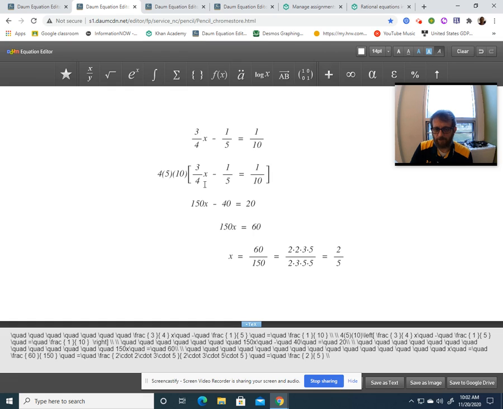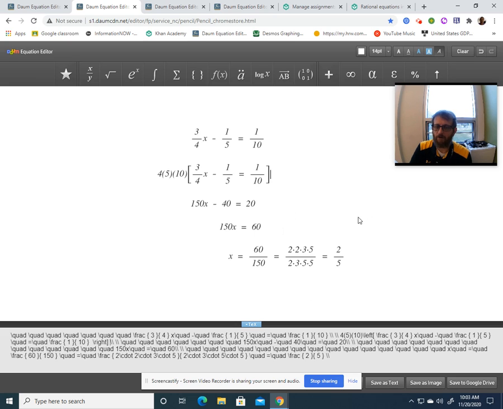And then when I multiply this times this, the 5s cancel, and I'm left with 4 times 10 times 1, which is 40. Again, notice how much bigger we are. And then 4 times 5 times 10 times 1 over 10, the 10s reduce to 1, and you're left with 4 times 5, which is 20. Now you add 40, you divide by 150, and you reduce, and you get the same 2/5.